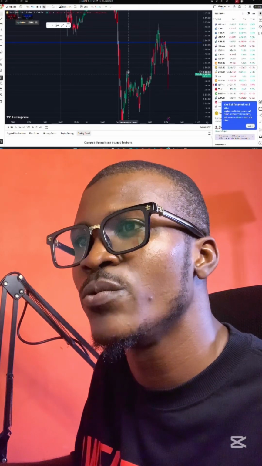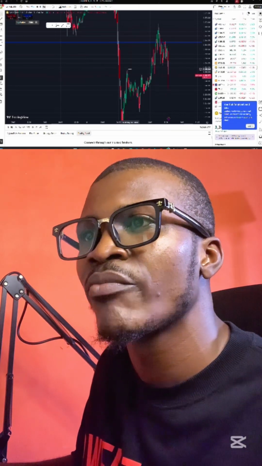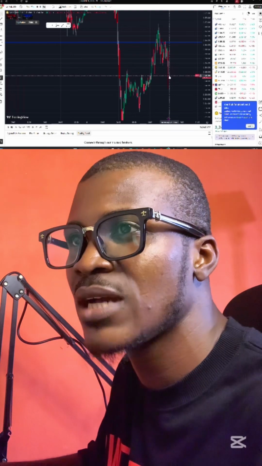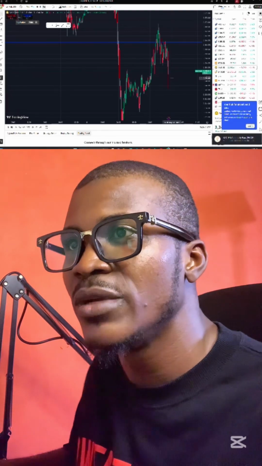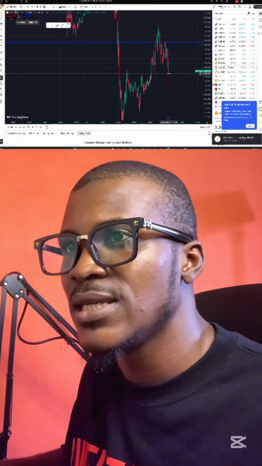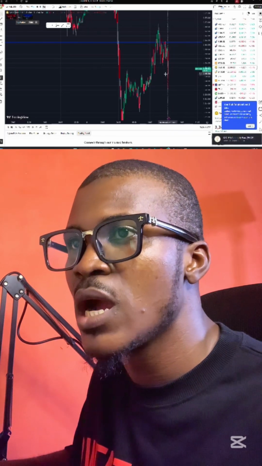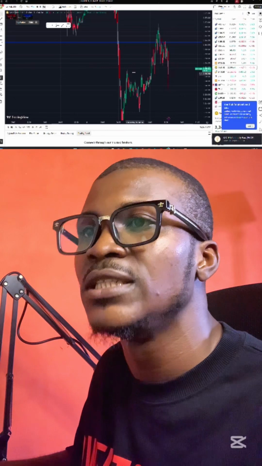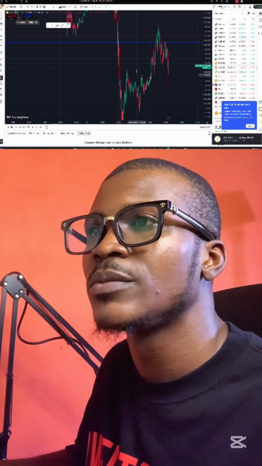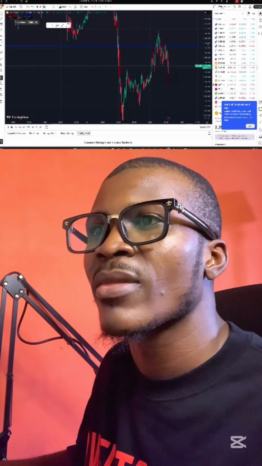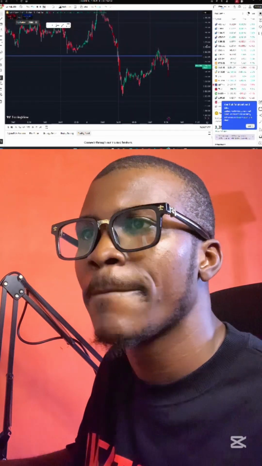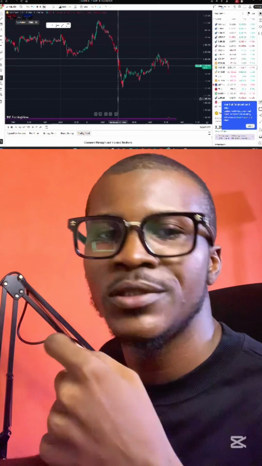As we can see now, another 5 minutes candle just opened, so I would wait for a confirmation to see that yes, we are continuing with the short. So that is how you get a good entry here.